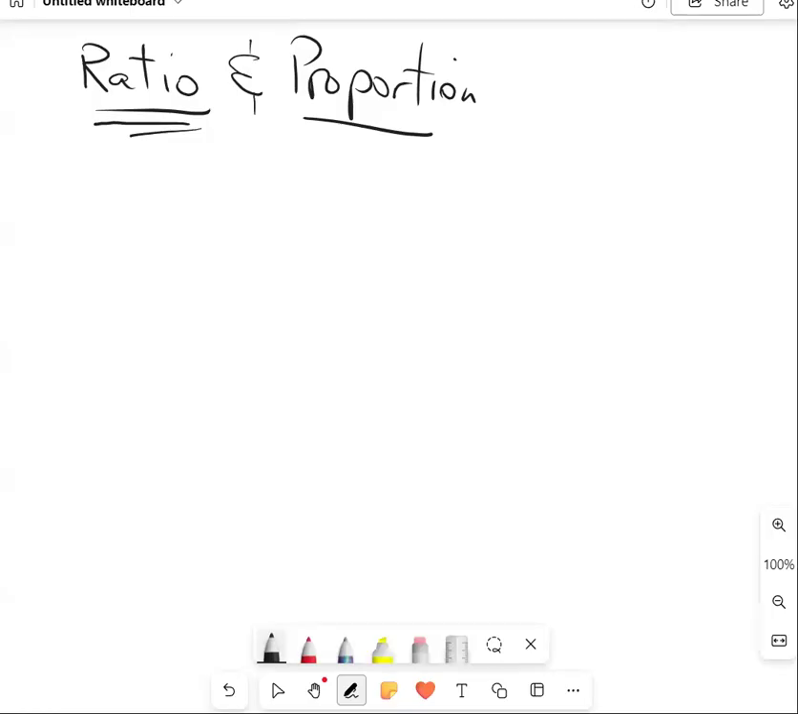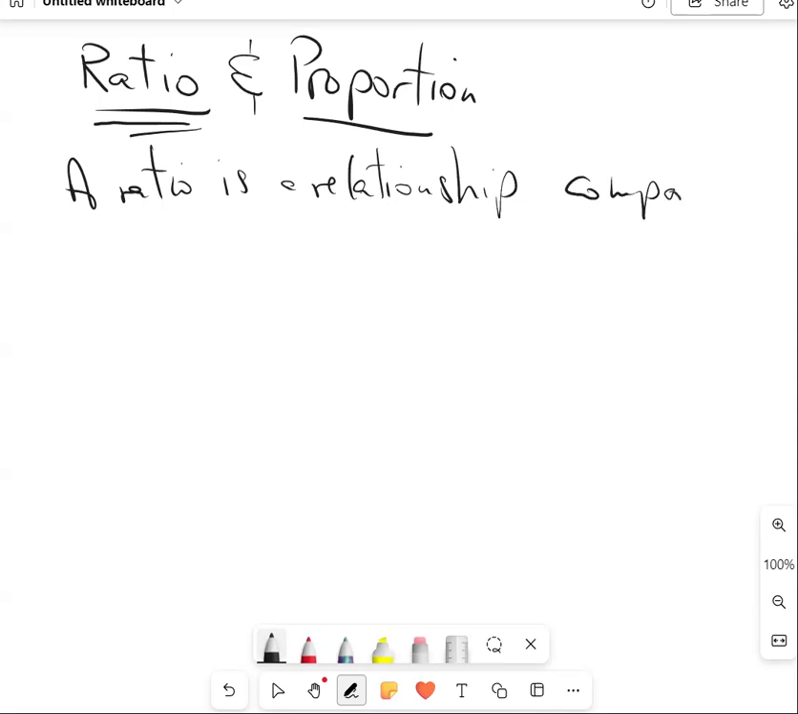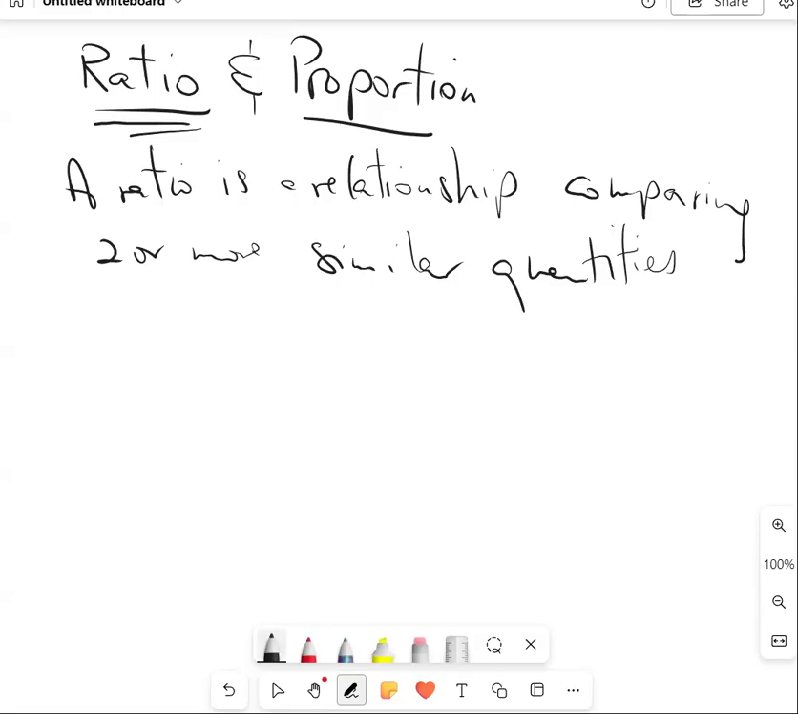Basically, a ratio is a relationship comparing two or more similar quantities, right? And what I mean here is that, okay, let's say you're talking about some money being shared.